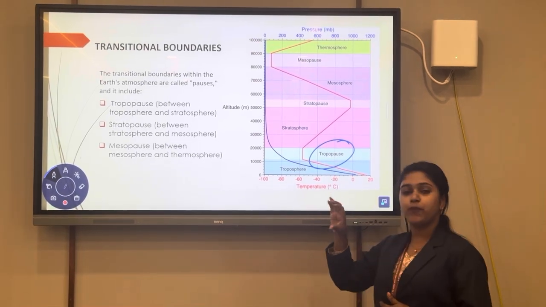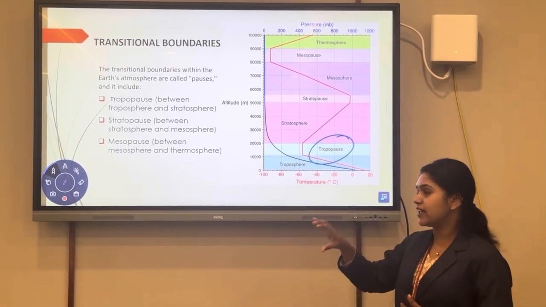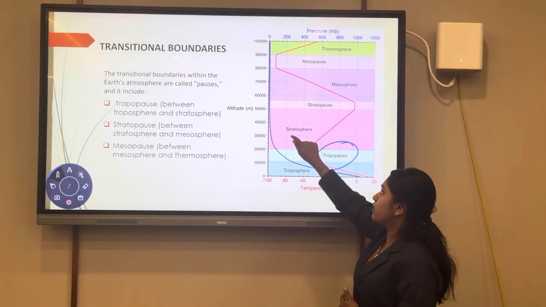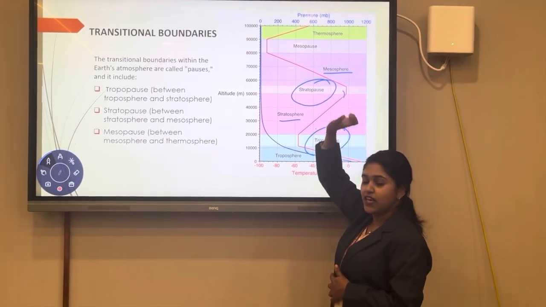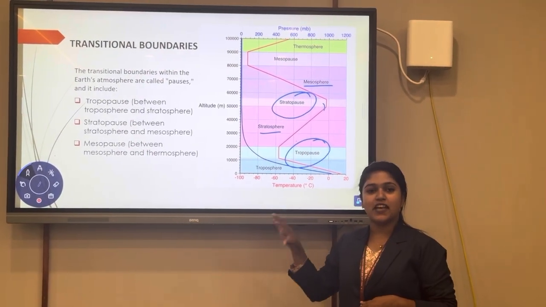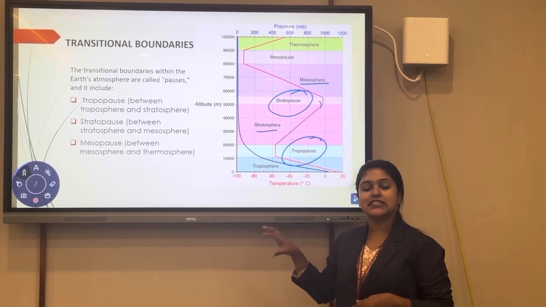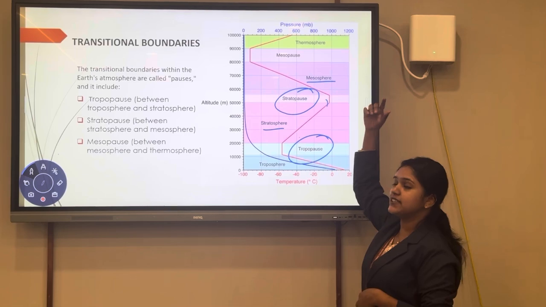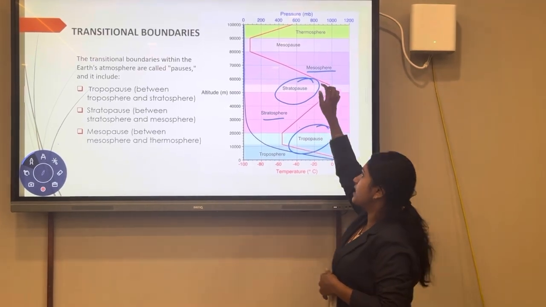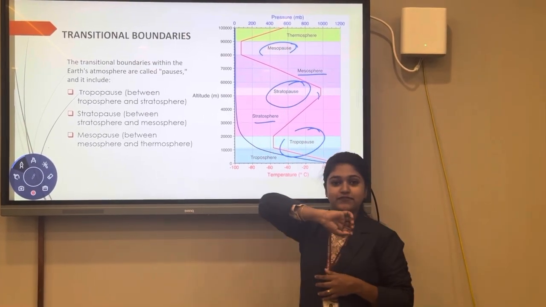The stratopause is the transitional boundary between the stratosphere and mesosphere. The next pause is the mesopause. The mesopause is the transitional boundary between the mesosphere and the thermosphere.